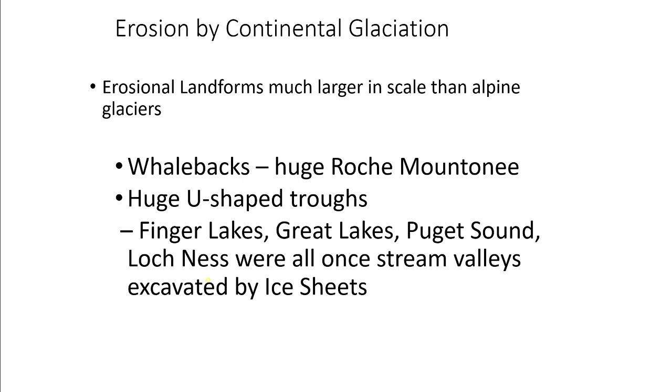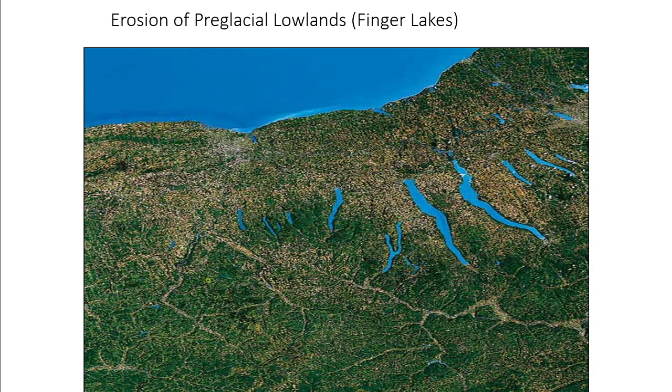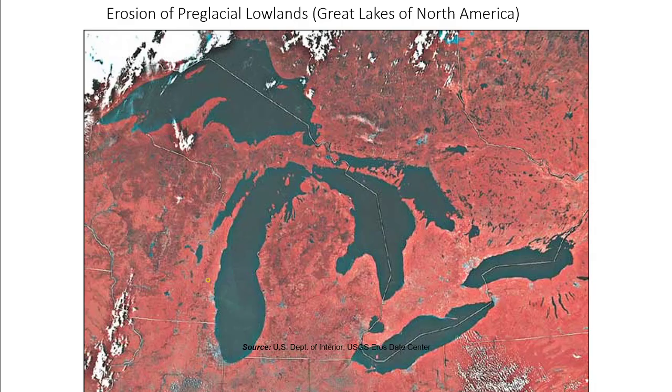And then you get a whole bunch of really interesting lakes, like the Finger Lakes of northern New York, the Great Lakes across the Midwest, all the way to the east coast of Australia, Puget Sound, Loch Ness, which were all once stream valleys excavated by ice sheets. So here's a neat view of the Finger Lakes. They look like fingers. They're shaped exactly like glaciers.